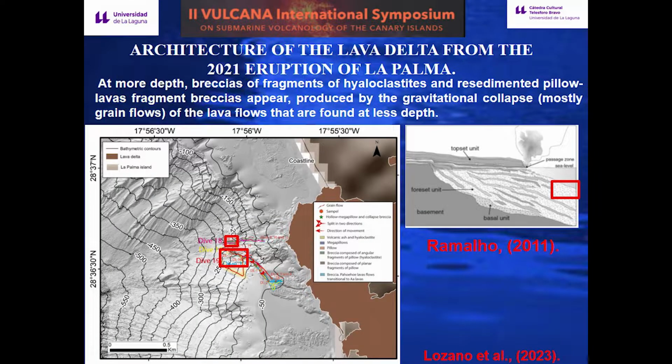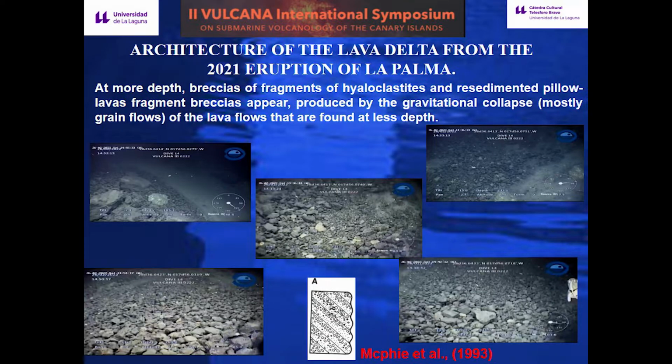And deeper, breccias of hyaloclastite fragments and redistributed pillow lava fragment breccia appear, produced by gravitational collapse, mostly a grain flow of the lava flow that are found at less depth. You can see the different grain flow deposits. It's typical, this very good selection of the clasts. And in some of them it's possible to see this inverse gradation.